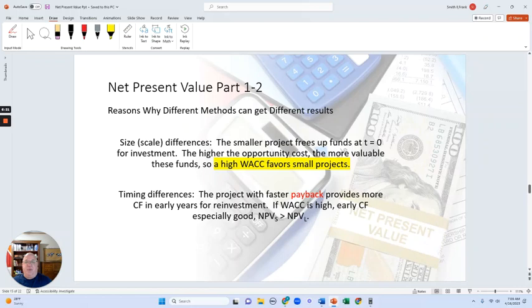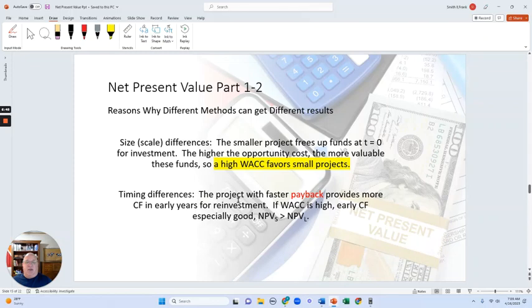So why can you get different outcomes, or different answers, if you're using net present value versus internal rate of return? Ultimately, the size difference in the projects can make a difference. Small projects tend to free up your money sooner, and they tend to end up with a higher return on them, relatively speaking. So high WACC favors small projects.